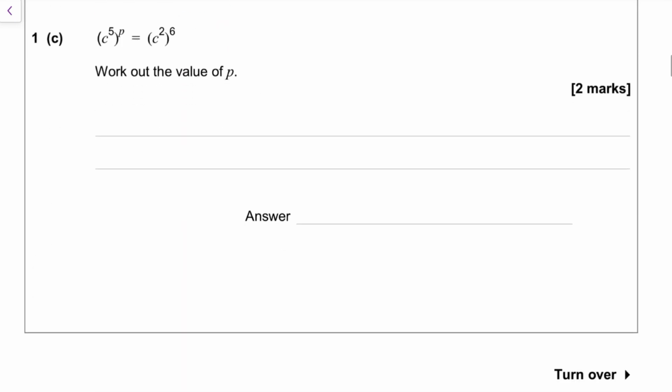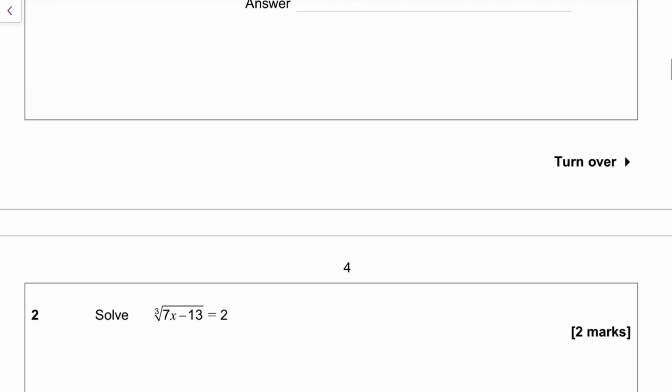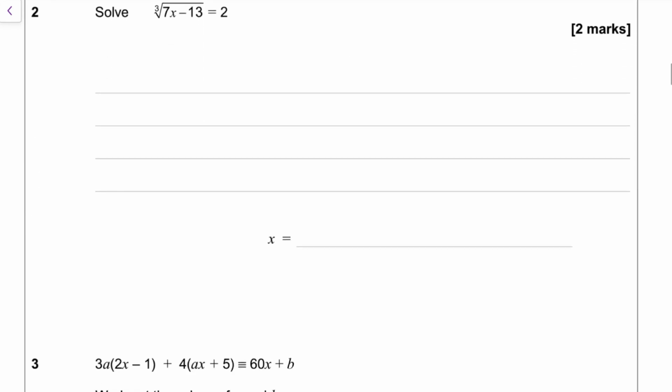Next question. Another index rule question. I don't know if it's the last one, there might be one on the next page, but it's probably the last one of this section. It's already in base c, so I'm going to skip writing out the index numbers and just write down that 5p must be equal to 2 times 6, which is 12, which means that p must be equal to 12 over 5. So far, these aren't too bad, are they? Next question. On that one, any equivalent to 12 over 5 is fine. Right, solve. That is a D.